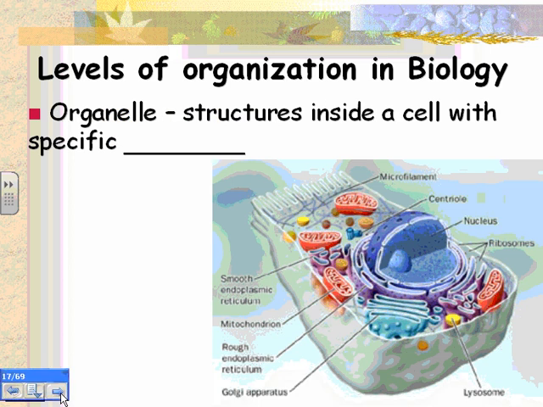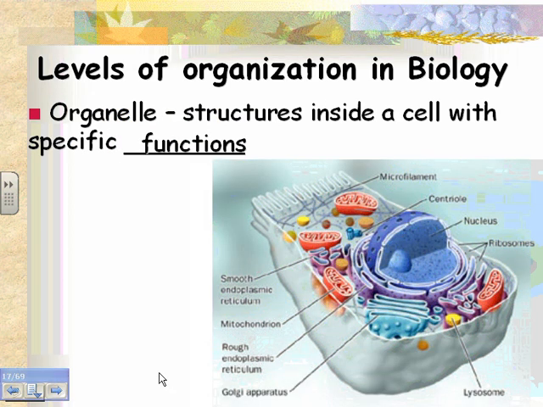Organelles are structures inside a cell with a specific function. So this is a complex cell. It's called a eukaryotic cell, and it's got lots of things in it. It's got a nucleus in it. It's got these mitochondria, Golgi bodies, endoplasmic reticulum, different vesicles, maybe some lysosomes in there.